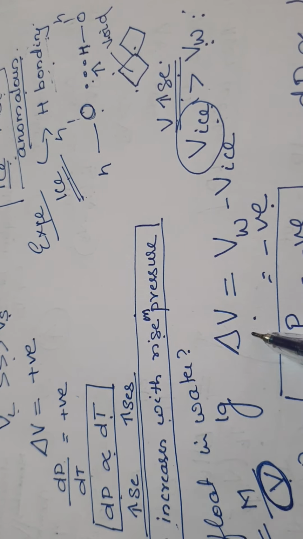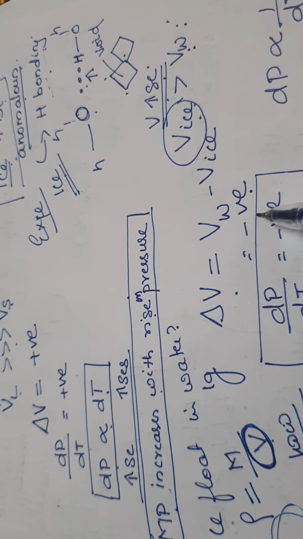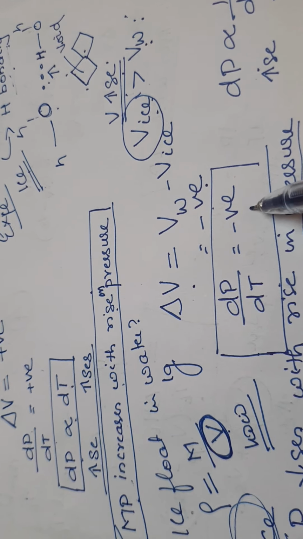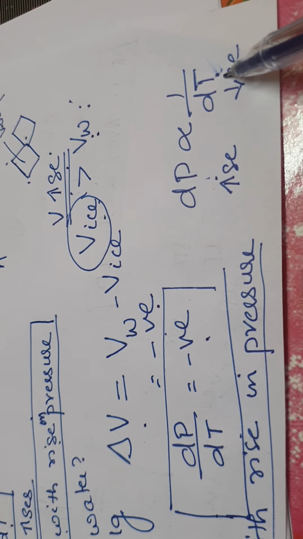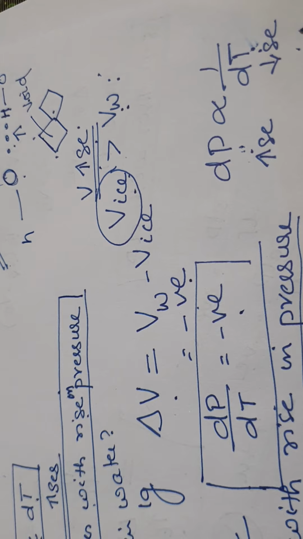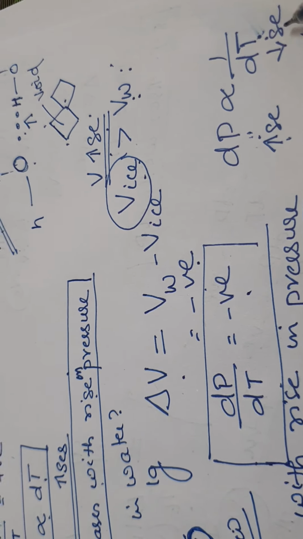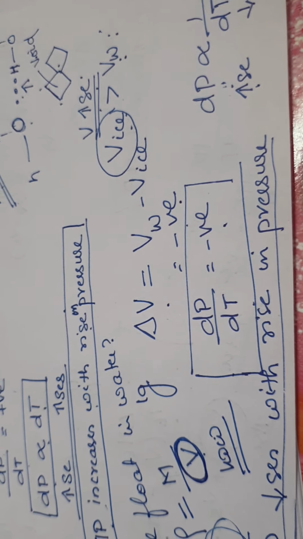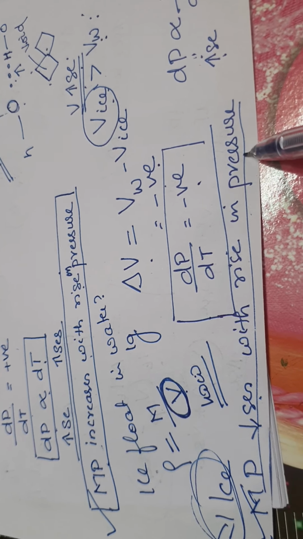Therefore ΔV will be V_W - V_ice, so it will be negative. So dP/dT will be negative. That means dP is inversely proportional to dT. That is, rise in temperature results in decrease in pressure, or increase in pressure results in decrease in temperature. So what happened to the melting point? Melting point decreases with rise in pressure.